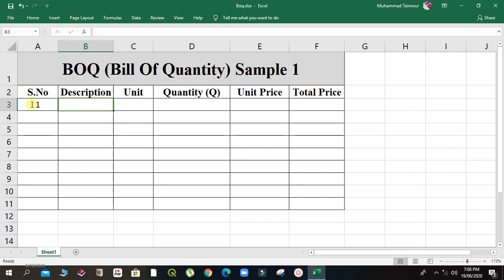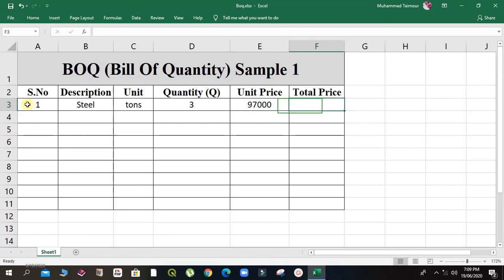Serial number 1. The first material is steel. Steel is always available in terms of tons in the market, so the unit of steel is tons. Quantity 3. Unit price of steel means the price of 1 ton is 97,000.